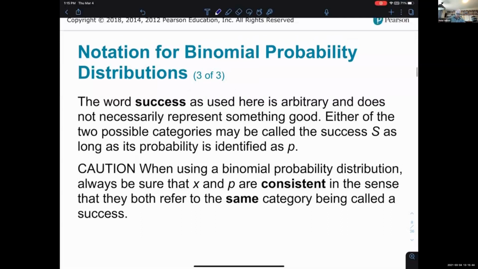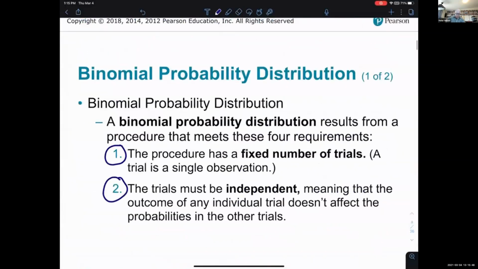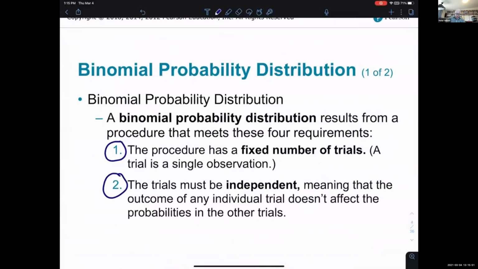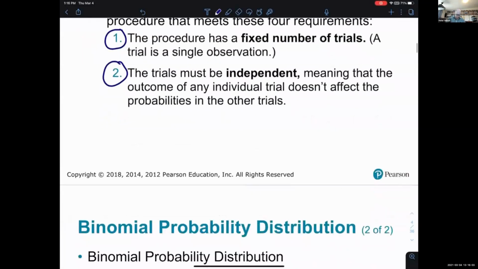So what I've been doing is trying to have us think about these 4 requirements. 1, the procedure has a fixed number of trials. We're going to say you're going to roll the dice 10 times. 2, the trials must be independent. Every time you roll the die, what you got doesn't have any effect on what you got on other times that you rolled the die. They're independent from each other.